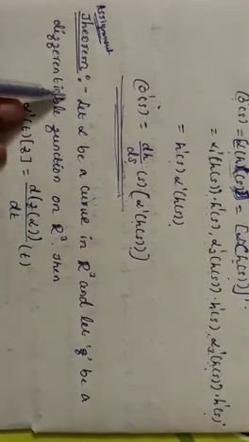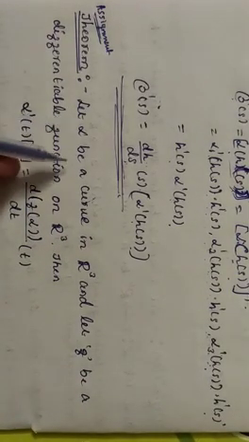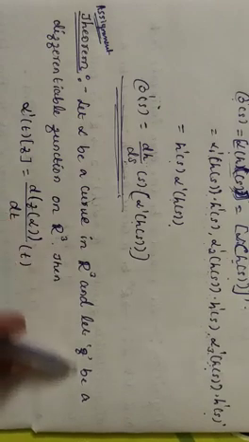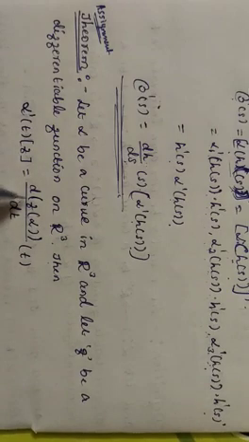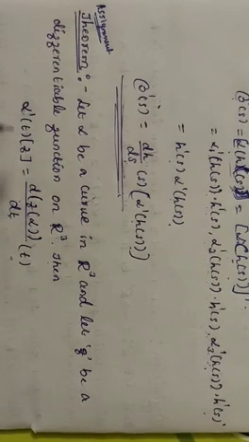Look here, the statement says: let alpha be a curve in R3 and f be a differentiable function on R3. Then alpha dash of t of f equals the derivative of f of alpha with respect to t of t. This is your assignment theorem.